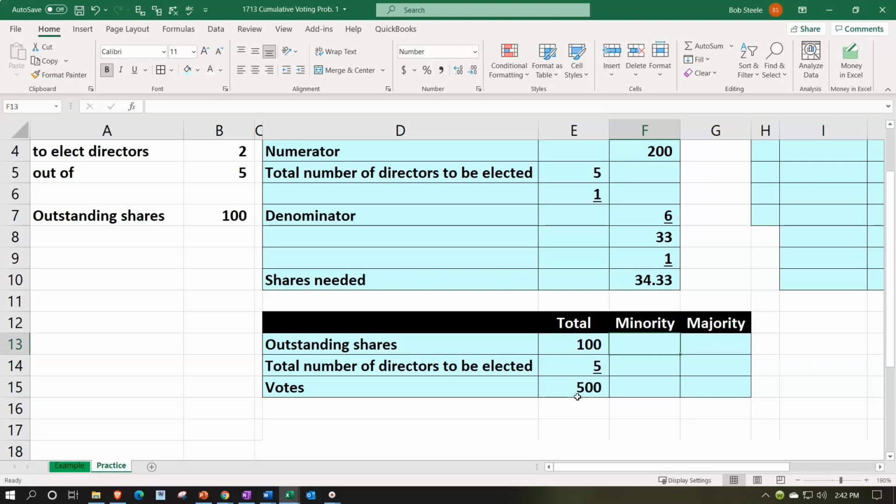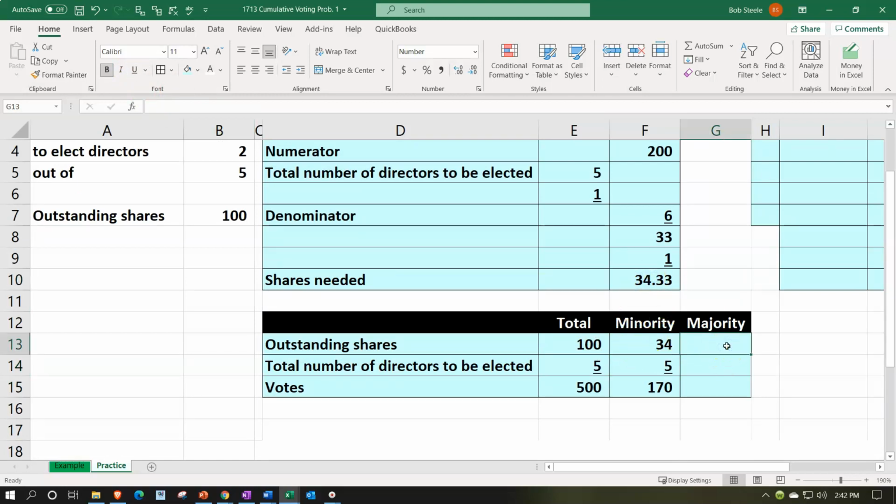So now we're going to say the minority is us, and I'm going to say it's at 34. So we have 34, not 34.33, but just 34 times 5. That means we have 170 votes that we can put out there. We don't have to vote on each person that's up for election. We can concentrate our votes on just the 2 that we want to get elected. So this is how many shares we would need to do that.